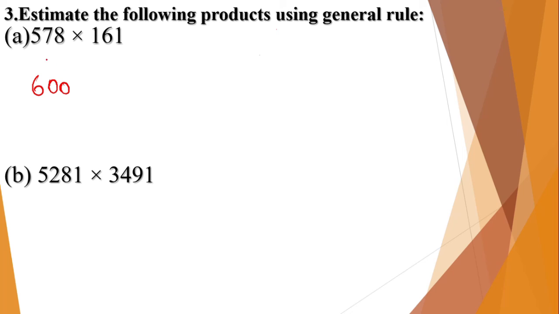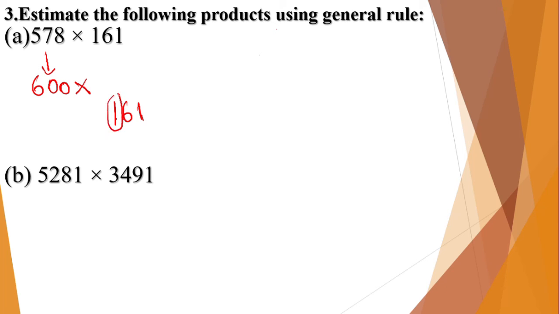So we will get 600. So 578 rounded off to the nearest 100 will give us 600. Now the operation is multiply and we have 161.